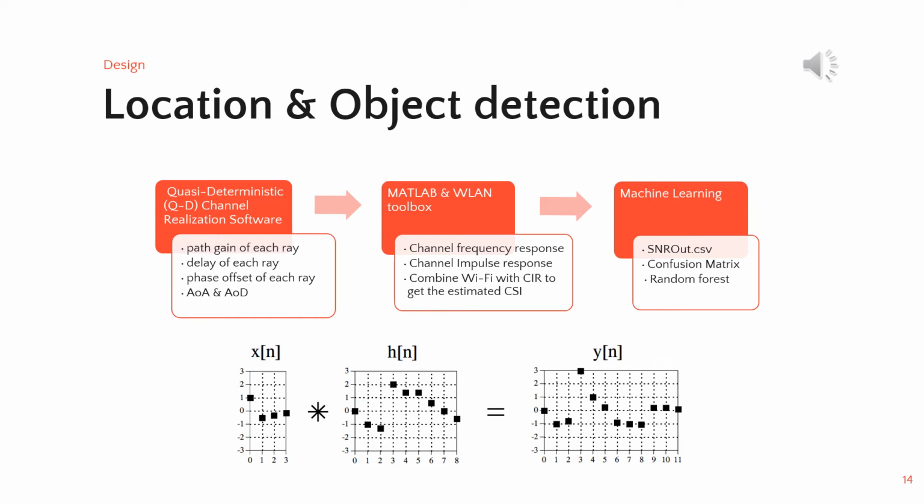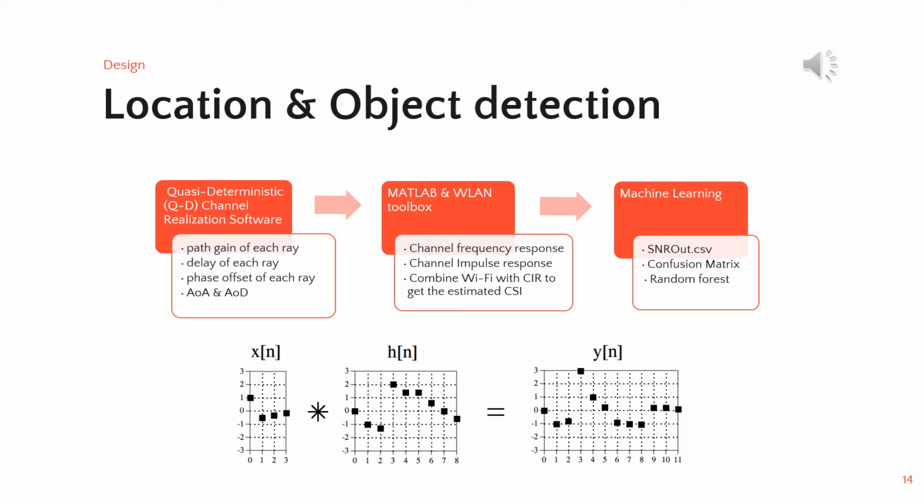And we will have the output of number of rays, delay, path gain, phase offset of each ray, and angle of arrival and departure used for the visualizer. Next, we use the channel frequency and impulse response we have from MATLAB to combine with the Wi-Fi signal under the IEEE 802.11 standard to get the estimated CSI under different signal bandwidths by doing the convolution.